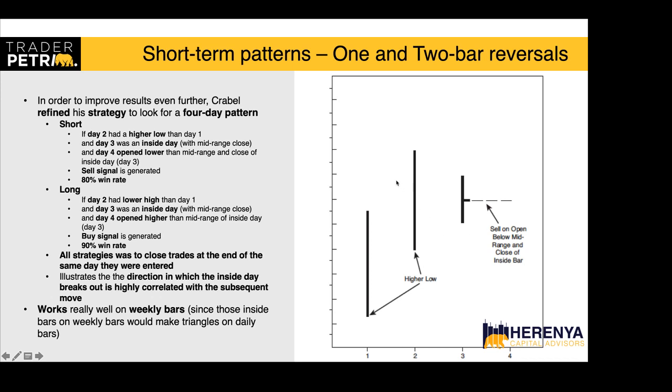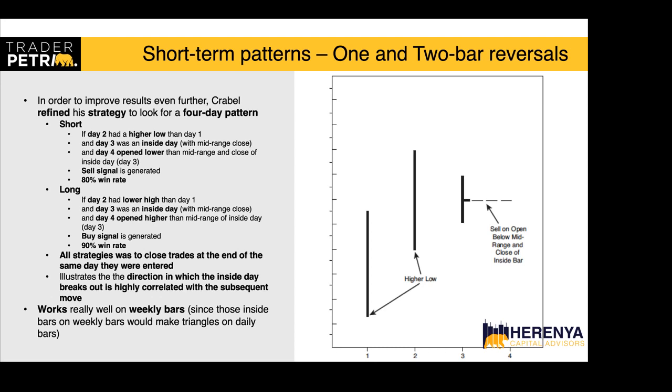On the opposite end, if you had lower lows coming into the inside bar, so day 2 had lower lows than day 1, which is the opposite of this picture that we're looking at, and you had a higher close after the inside bar, you then had a 90% win rate if you use that as a buy signal. That's quite interesting, because the point he was illustrating is that the direction the market opens after the inside day, whether above or below the closing price of the inside day, is very highly correlated to the subsequent move that the market has, at least the next day.